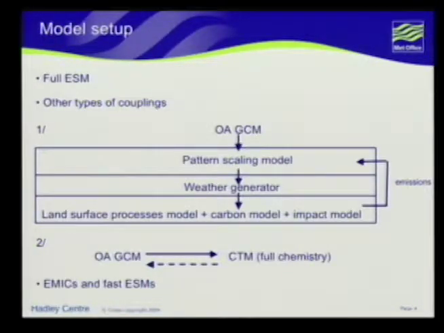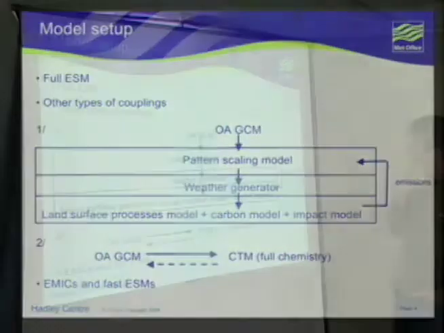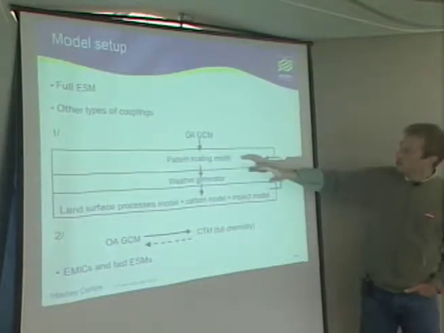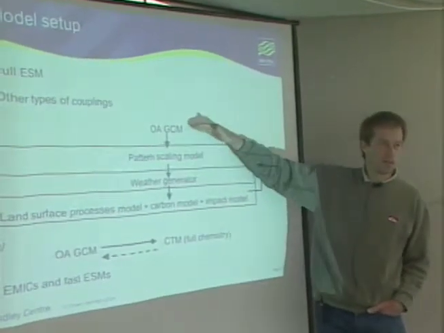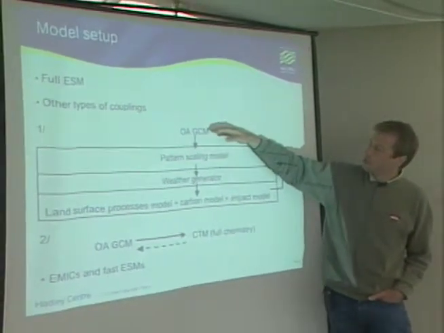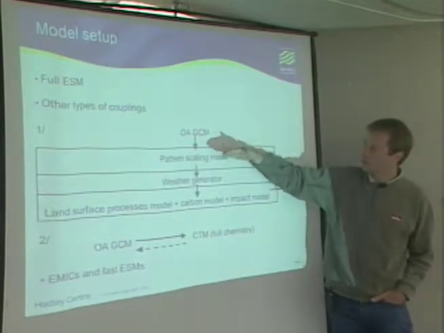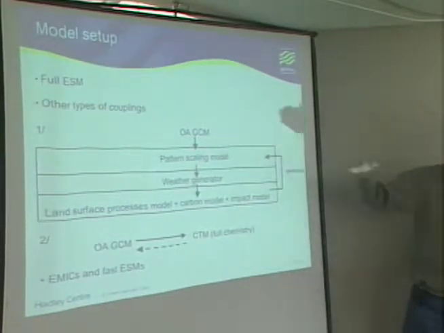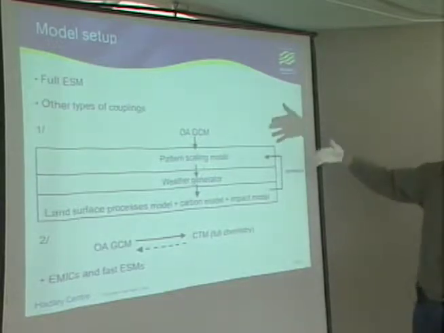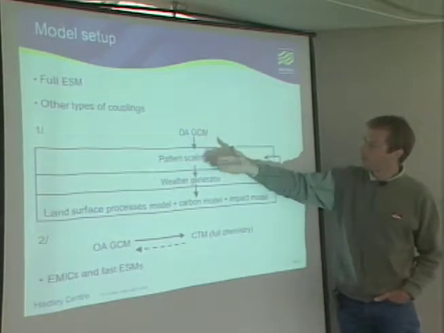The model setup. For a number of applications, we will need a full Earth system model. But for some other applications, we can think of other setups and maybe simpler ones, quicker to run. Something we're working on at the Hadley Center is some sort of pattern scaling model, which is informed by an ocean atmosphere GCM run. So from that model, you get patterns of changes in temperature, in precipitation, on every parameter you need. And then monthly means.